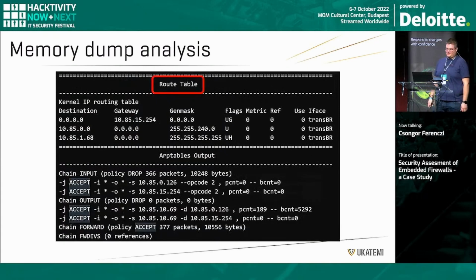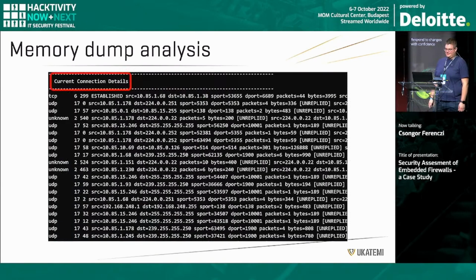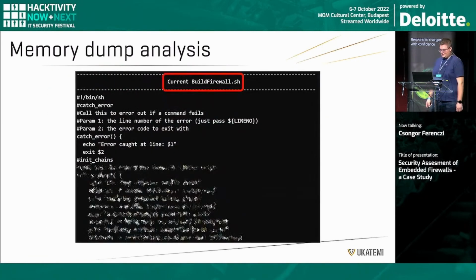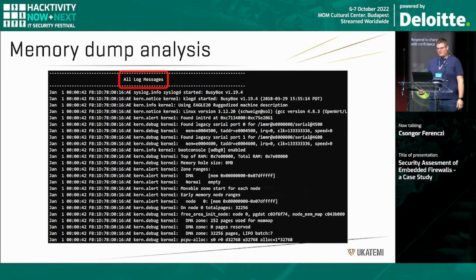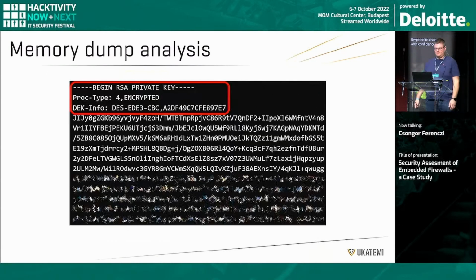the routing table, details about the connections, the script itself that creates the firewall rules, a list of the installed packages and the corresponding versions, log messages with more details than the one available in the configurator itself, a private key which got us excited, but unfortunately it is encrypted and we were unsuccessful decrypting it.